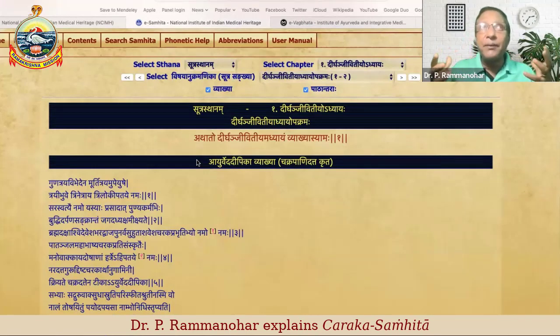What is the purpose of studying this Shastra? And we are being given a very, very attractive goal. Dirghan Jivitiyam Adhyayam Vyakhyasyanah. Because the teacher is ready to share, because the students are ready to receive and are well prepared, we are going to expound the chapter called Dirghan Jivitiyam. Means long life or longevity.